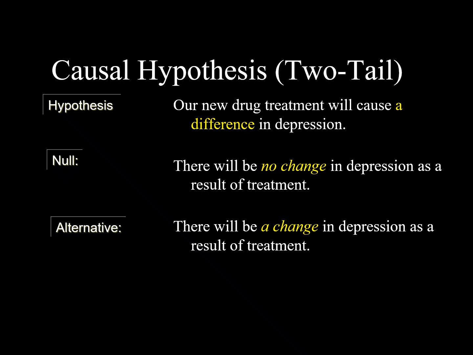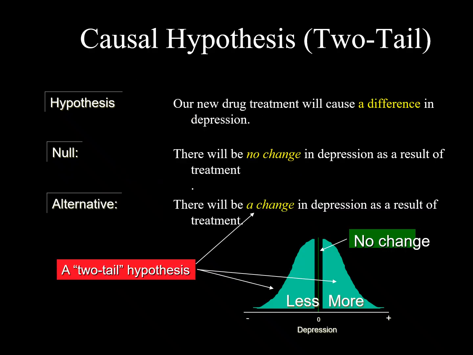So again, the two-tailed test: the hypothesis is that our new drug treatment will cause a difference in depression. The null, there will be no change in depression as a result of the treatment. And the alternative, there will be a change. It might be positive, it might be negative in depression as a result of the treatment. And again, in this two-tailed test, the null hypothesis is only no change, with both less and more being a possibility of change, which is one of the reasons that it reduces the overall strength of the test, because we need a higher critical value to claim statistical significance, because we're looking at both tails.